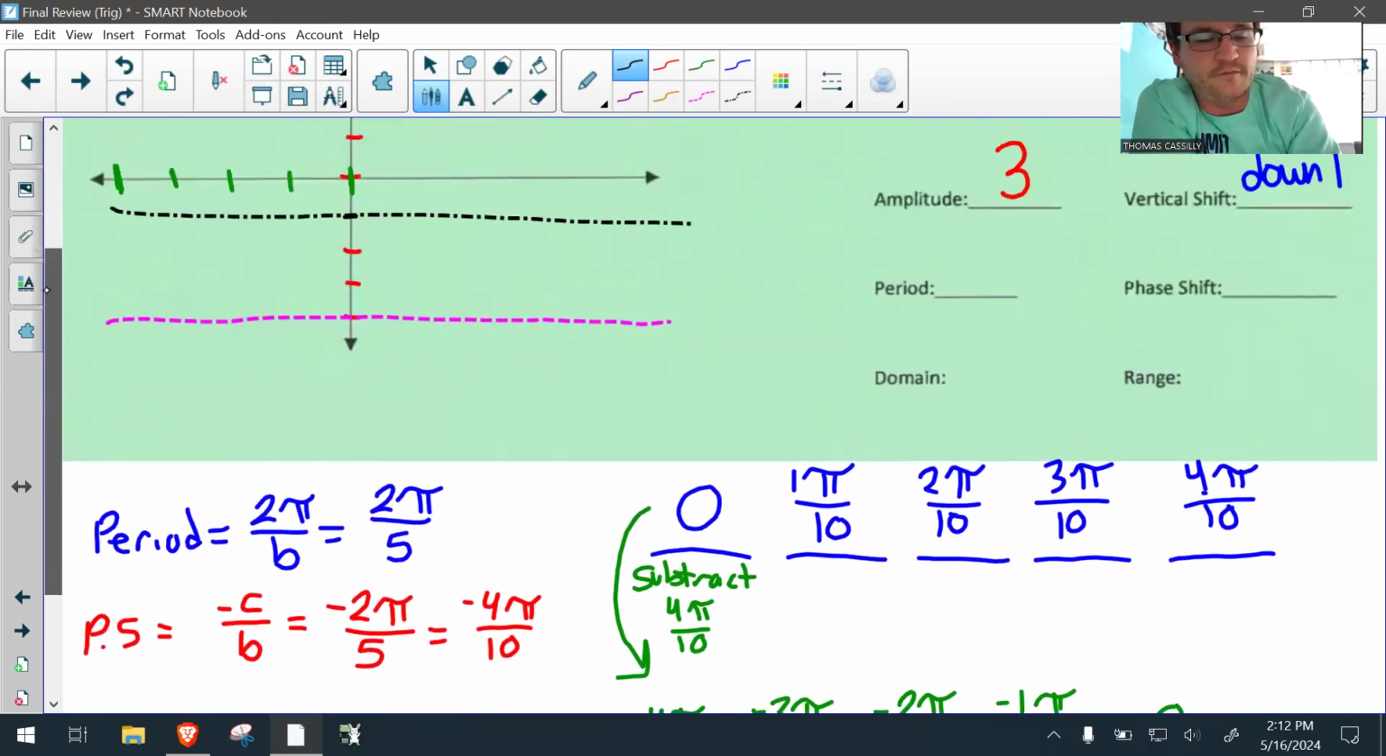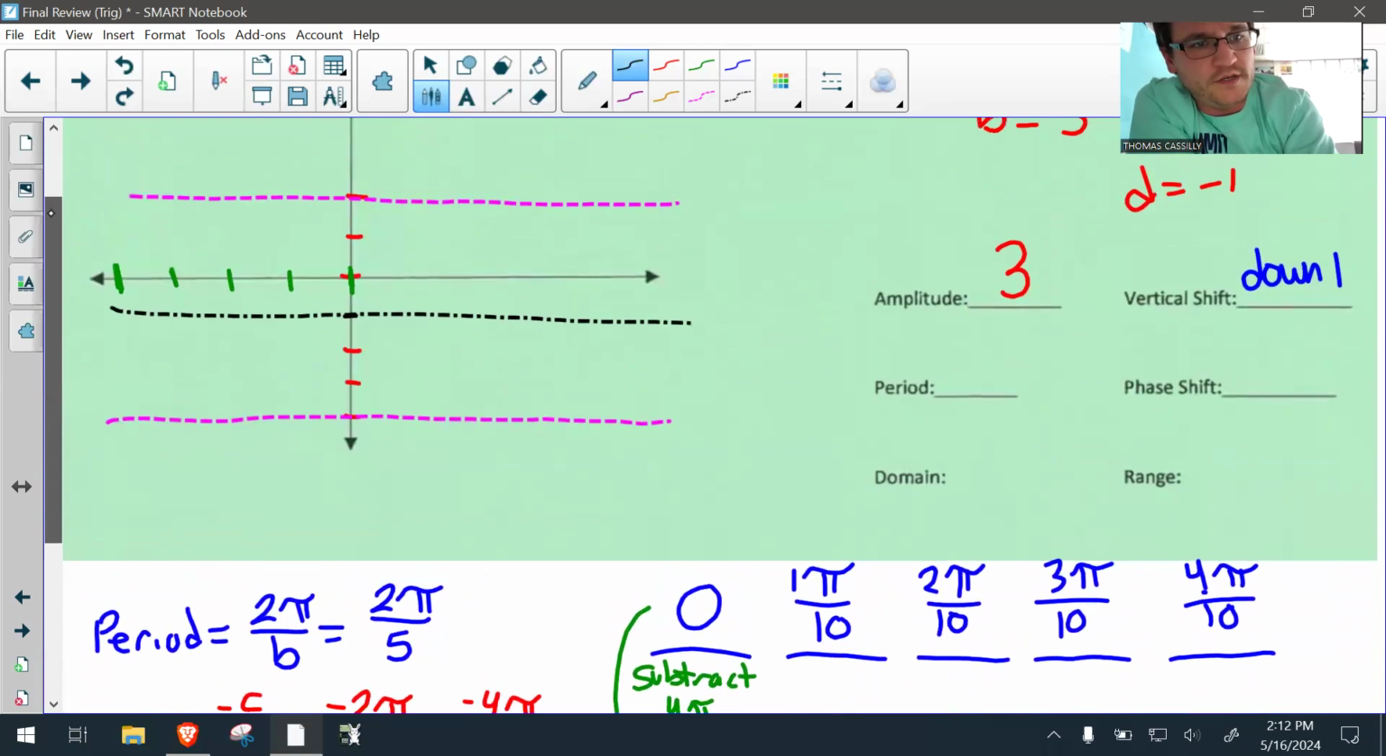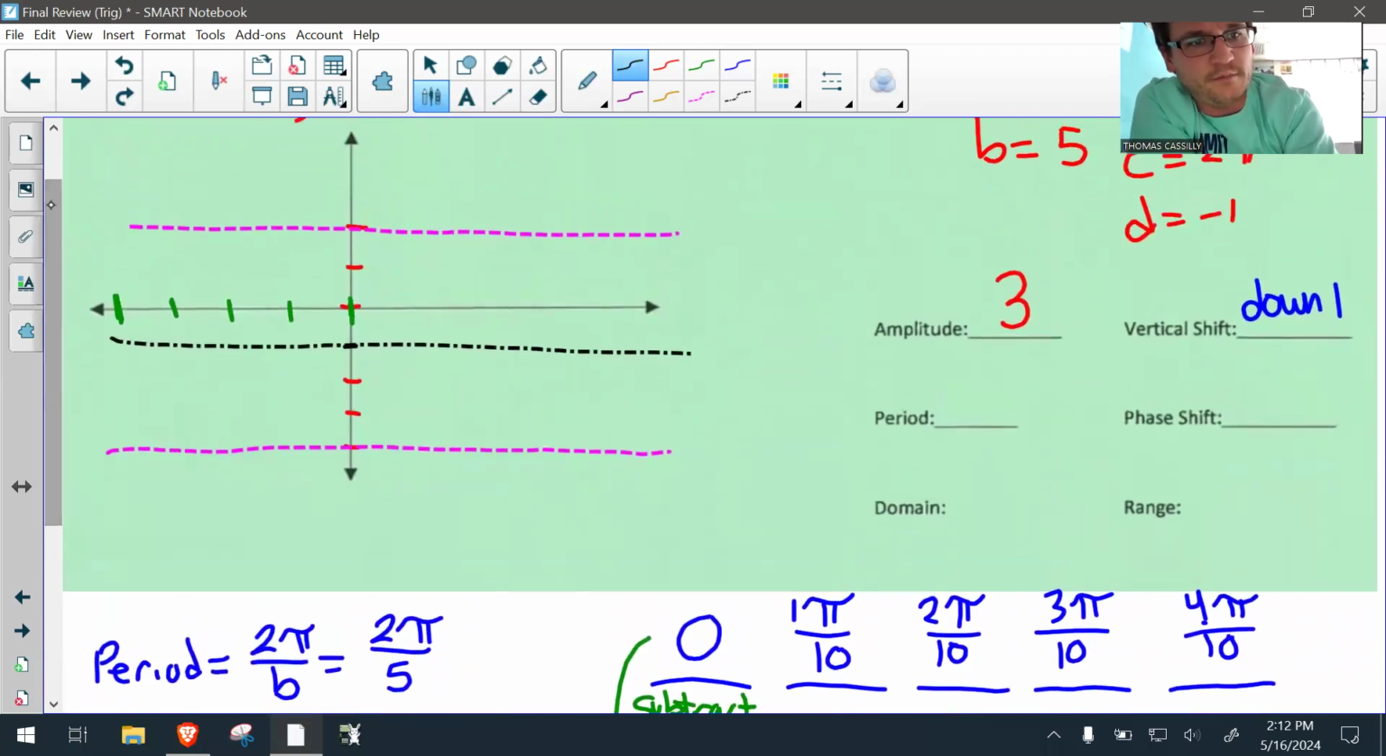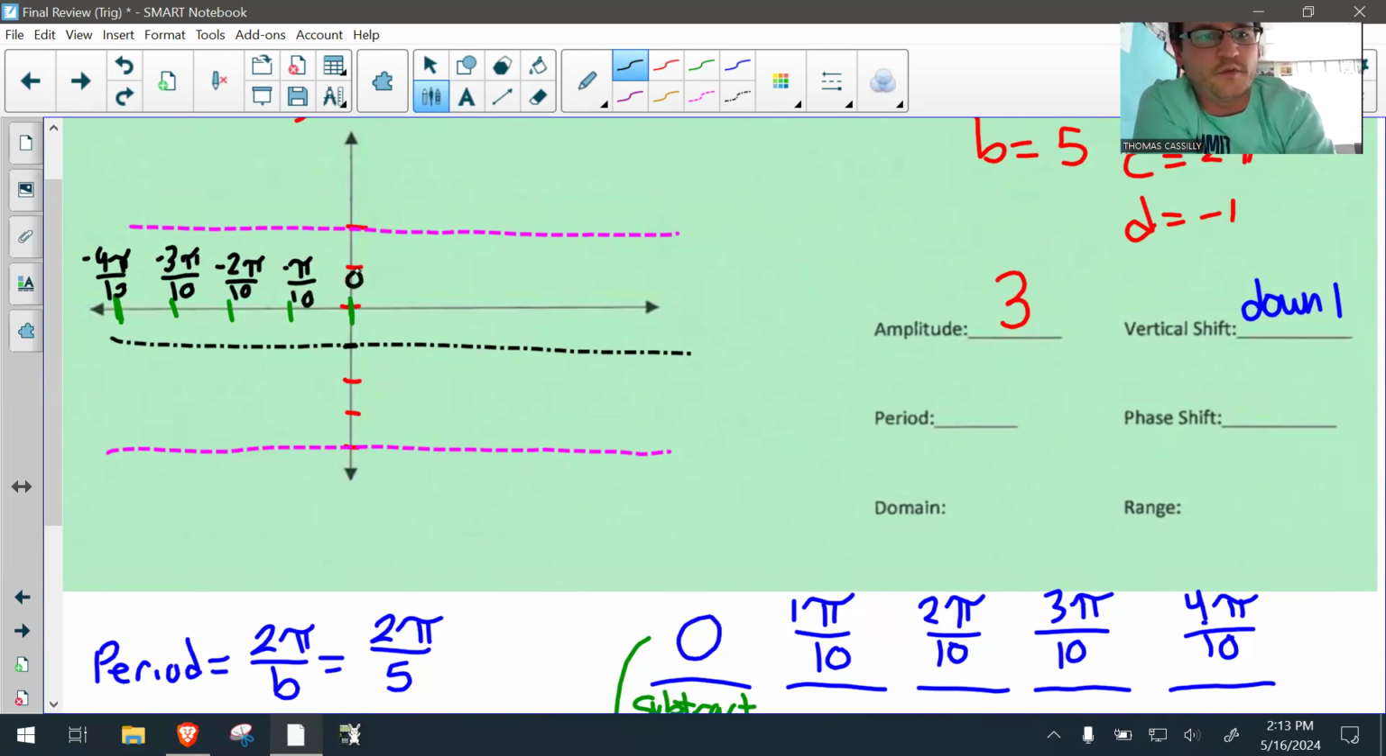I'm going to leave them as negative 4 pi over 10. I wouldn't take off points for something like that. So if you guys do that, that's okay. Coach Hogg might not agree with me on that one, but he'll forgive me. Negative 3 pi over 10. Negative 2 pi over 10. Negative pi over 10. And 0. Right? So those are my 5 points.